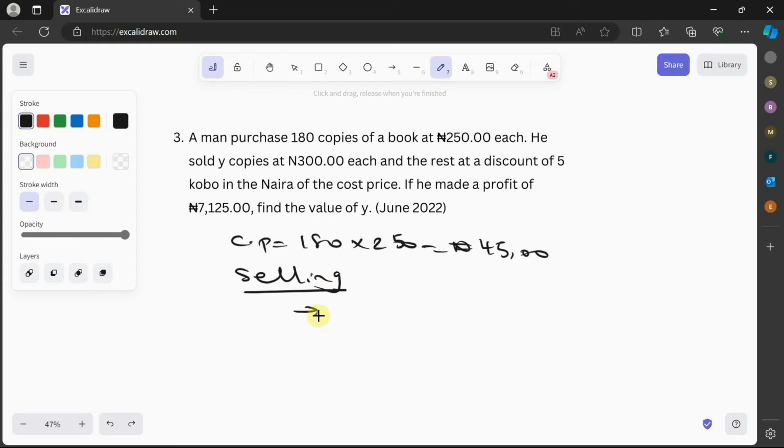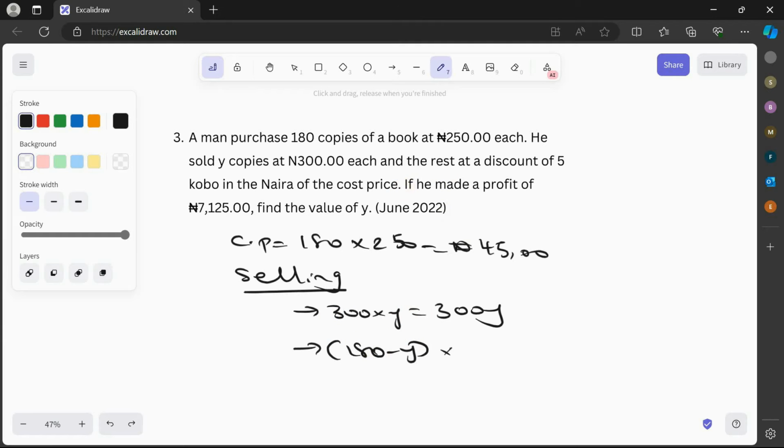So the first was 300 times Y, which is 300Y. And now, the rest: what is the rest? The rest is 180 minus Y, because the total number of books is 180. You already sold Y for 300. The rest will be 180 minus Y.